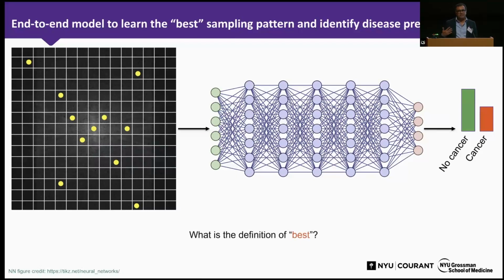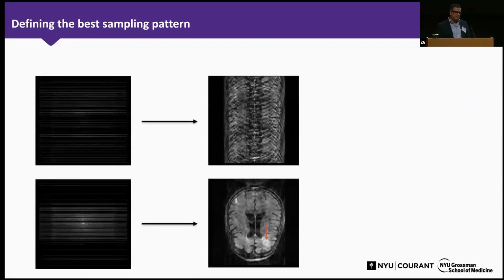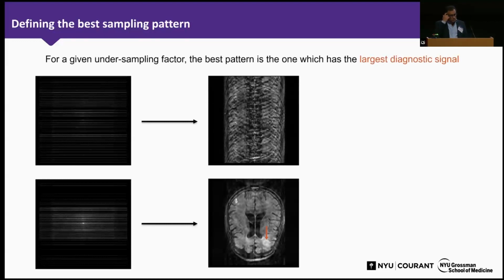Right? So the question then, back to my original question, is how do we define the term best? Recall again, as I mentioned, that not all subsets carry the same amount of information. So specifically in our case, we define the term best as the subset of the k-space that has the largest diagnostic signal.